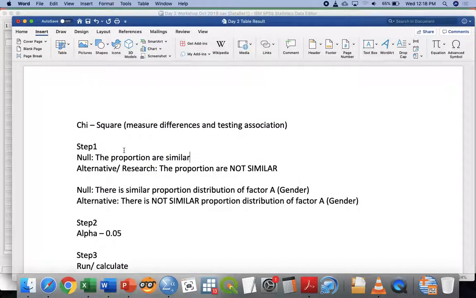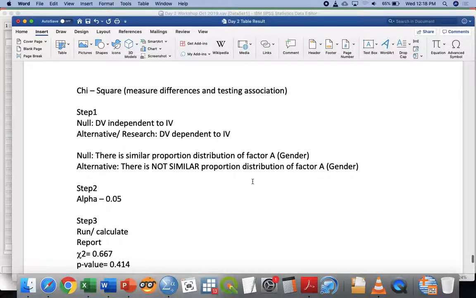As I mentioned to you, there are two kinds of hypotheses. The first one is the statistical concept. The statistical concept will be like this: DV independent to IV. And then what is your alternative or research hypothesis? DV dependent to IV. As simple as that. And then your null. This is where you want to write a very fancy word: a significant association. Make sure you spell it right, otherwise it becomes something else. Association between what? Between IV and DV.